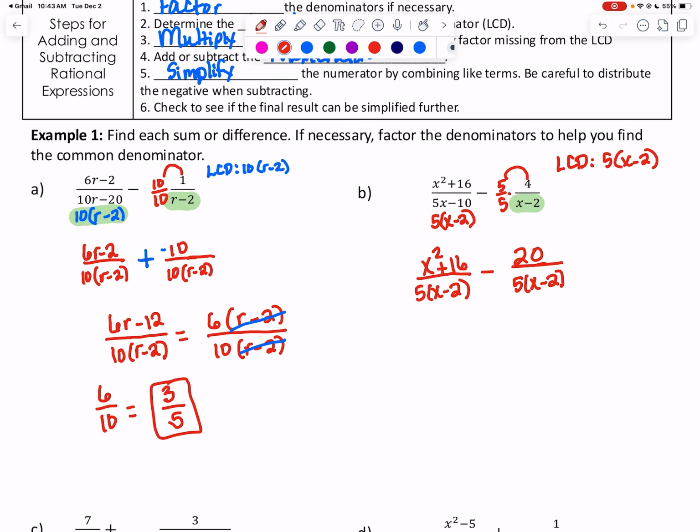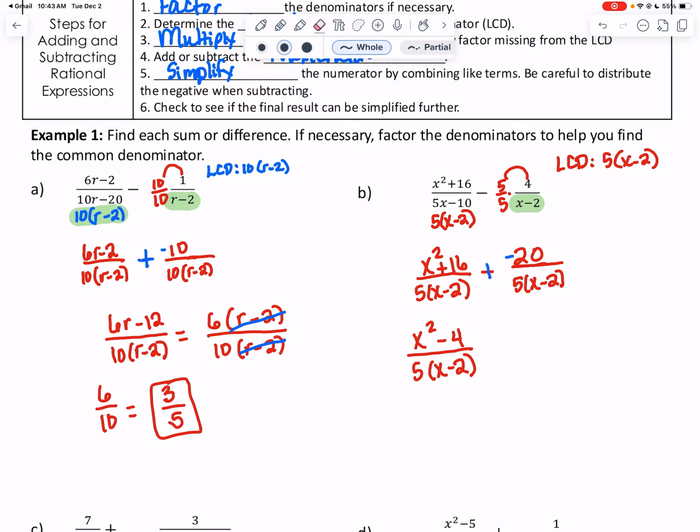All right, now we're ready to combine the numerators. However, this is a subtraction problem, so I want to change it to addition of the opposite. So I change the minus to a plus, and I change the positive 20 to a negative 20. All right, let's combine like terms. On the numerator, that would leave me x squared, 16 minus 20 is minus 4, over 5 parenthesis x minus 2.